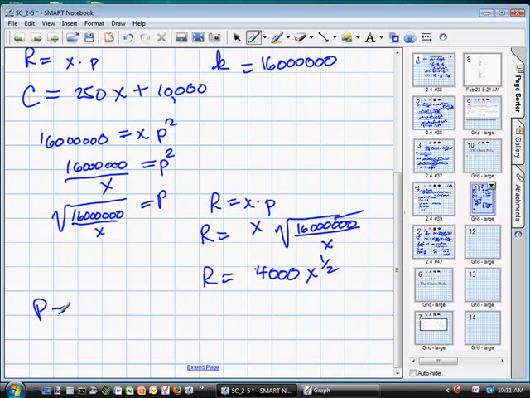Profit equals revenue minus cost. So we have 4,000 X to the 1/2 minus 250X minus 10,000. Okay, we finally got a profit equation. That's part C. And use a graphing utility to graph it. From the graph, what price? Okay, graph.